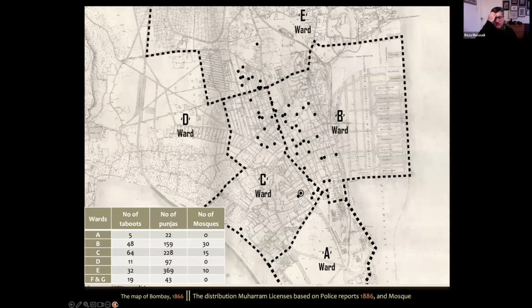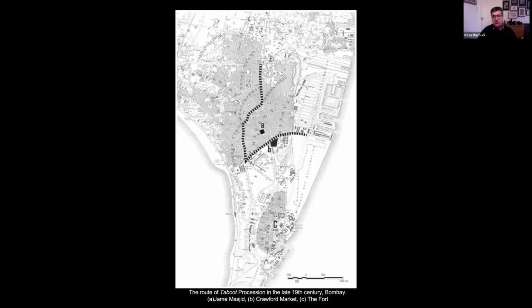So if you look at the number of licenses that have been issued, particularly look at those areas that have 0 mosques. So ward A, ward D, and wards F and G, which is the north part of this area. But the main point is, we have quite a number of licenses for areas that had no mosque in them, right? Or even for areas that had very few mosques, and still we have a large number of licenses. This particularly shows these licenses were issued for the Hindu community. So there is no mosque in the area, but the Hindus got the license to participate in the ritual. And that's a very clear indication of how much they were involved with the ritual.